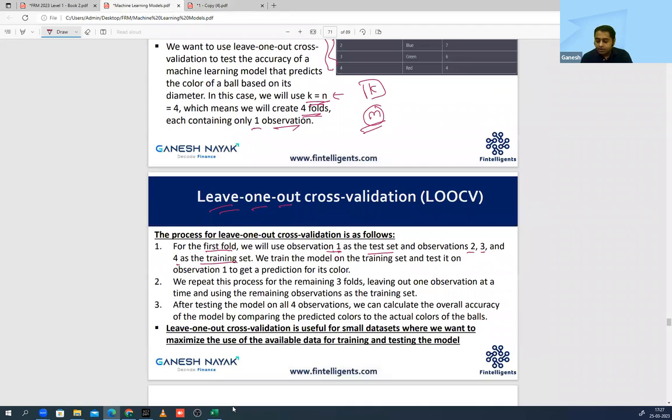Read this. We will repeat the process for the remaining 3 folds also, leaving one observation out at a time, using the remaining observations as training. That means we are doing it for each fold. The only difference between this approach and the previous approach is that over here K is equal to N. In the previous approach, we were also doing the same thing: certain parts you trained, one part you left out and tested, right? But that one part could contain any number of toys. Here, in one part it is only one toy, because your K is equal to N. Do you understand? That is a major difference.